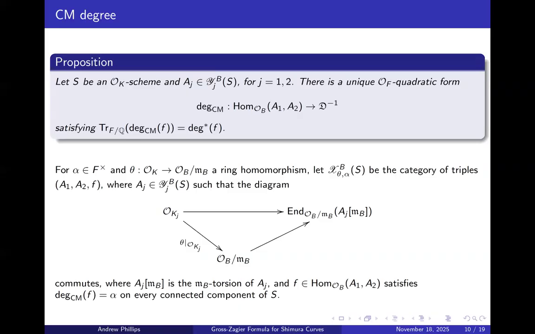So the way we do this is we refine the notion of degree a bit further. If you start with a CM-QM abelian surface, there's actually a unique quadratic form on this homomorphism group that has values in the inverse different. And this is just basic linear algebra. There's a unique quadratic form, whose trace down from F to Q gives us the QM degree. So that's just a basic idea from linear algebra.